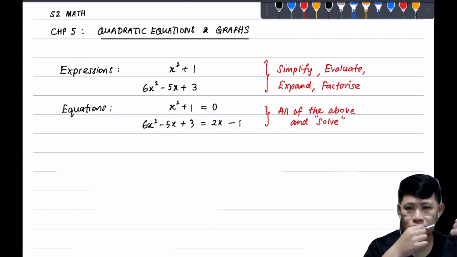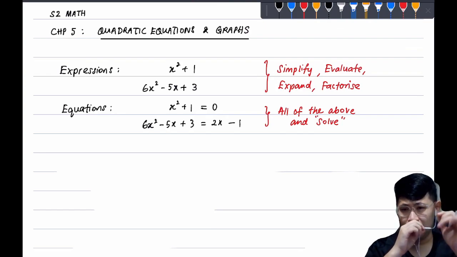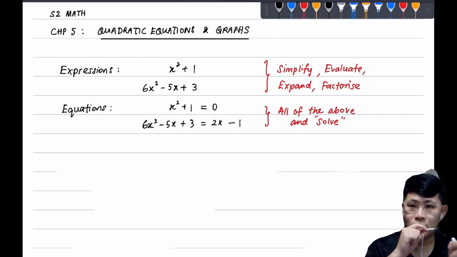Okay, so this chapter we're going to look at quadratic equations and quadratic graphs, and in 5.1 we're going to look at quadratic equations themselves, how to solve a quadratic equation.